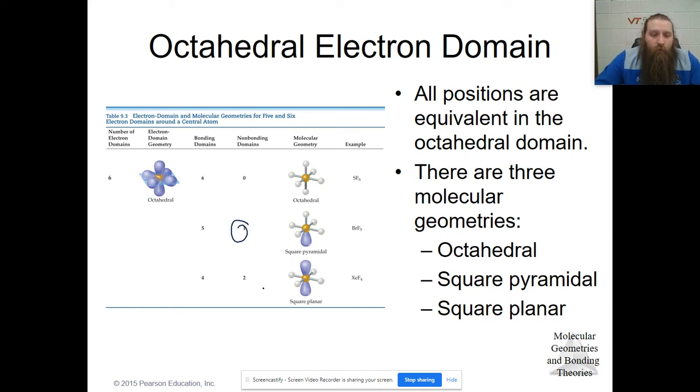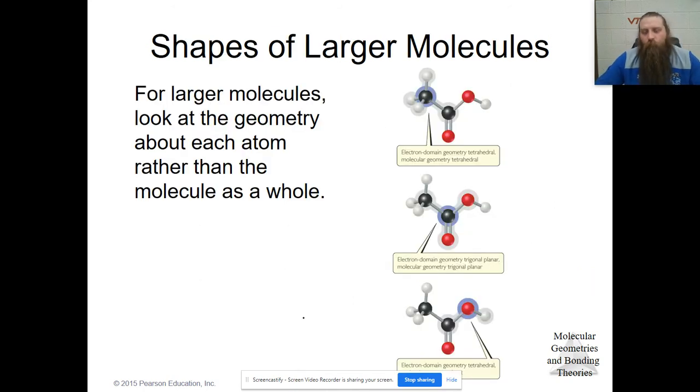If we have 1 non-bonding domain, we see it right there at the axial position, then we have square pyramidal. There's the pyramid. Square pyramidal. Okay, there we can see it. We also have square planar, which literally just looks like an X, and you have the non-bonding regions on the axial, the 2 axial atoms.